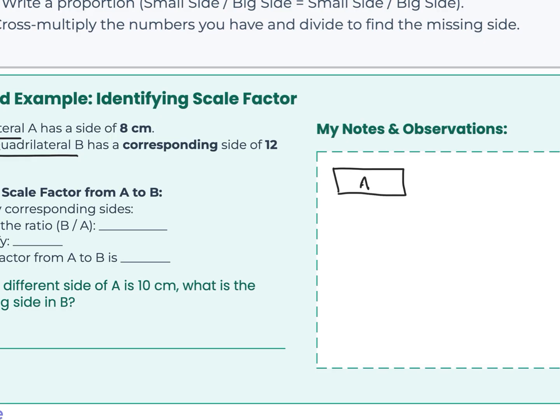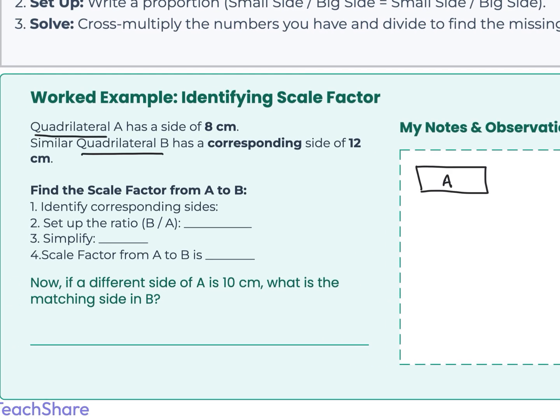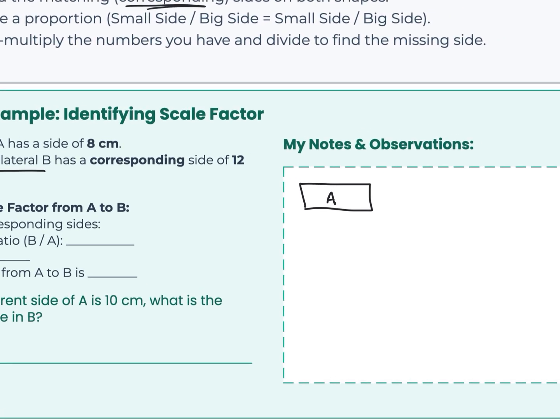And this one's going to be quadrilateral A. I just drew it as a rectangle. And we know that quadrilateral A has a side that is 8 centimeters. So I'm just going to make that one right here. And we have quadrilateral B, with a corresponding side of 12. So I know it's going to be an enlargement because 12 is bigger than 8.